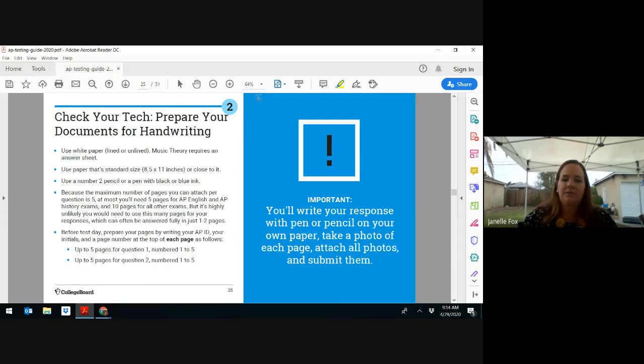For what we're going to do, we're going to do this part right here. We're going to do the handwriting thing. I think I already said these things: regular paper, a number 2 pencil. Make sure that you're keeping it under 5 pages.